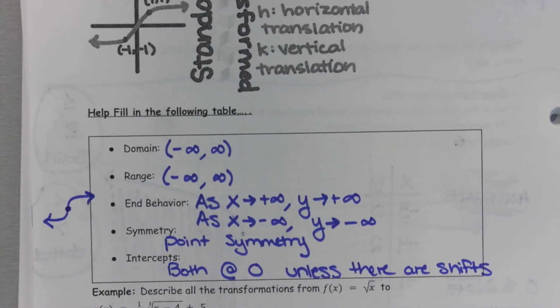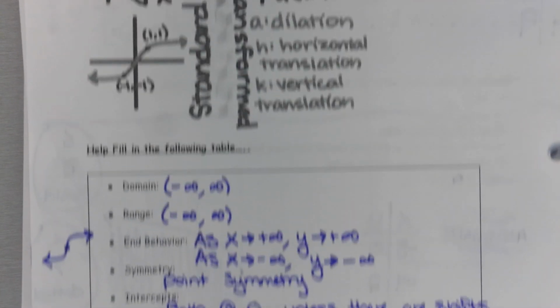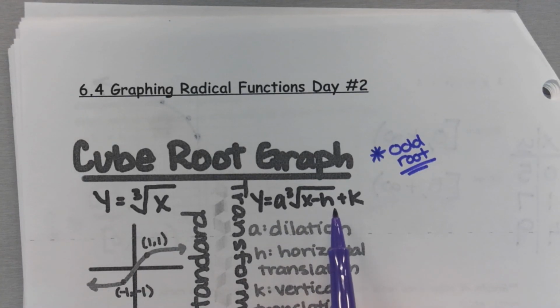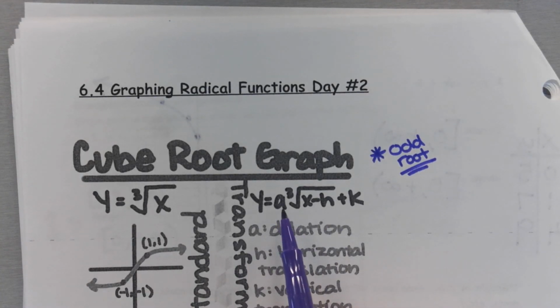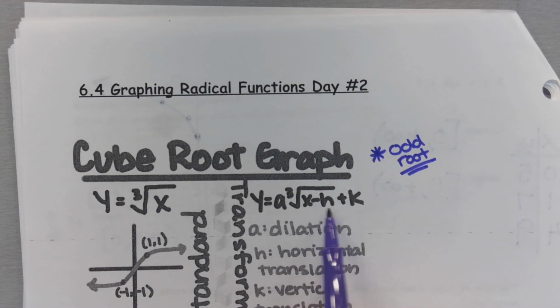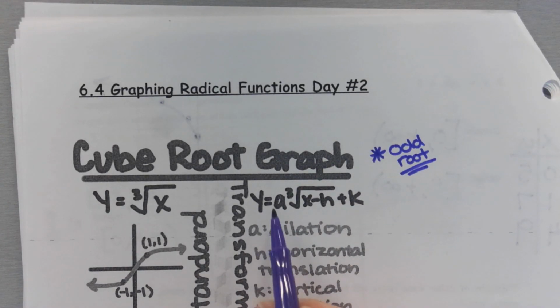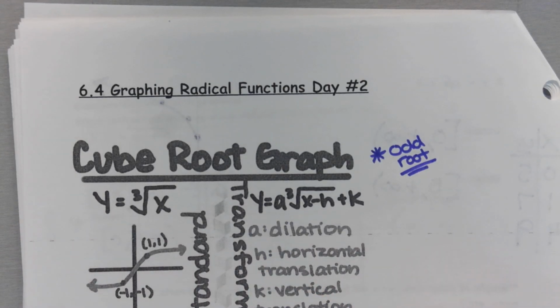Then, kind of like yesterday, identical to yesterday. Do you remember seeing some of these letters? So anything out front is going to be a vertical stretch or compression. Anything underneath added or subtracted to x is going to be a shift left or right. Anything added or subtracted out back is going to be a shift up or down. And then the only other thing that we came across sometimes was a negative out front.